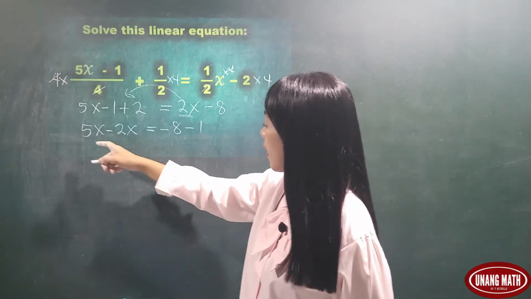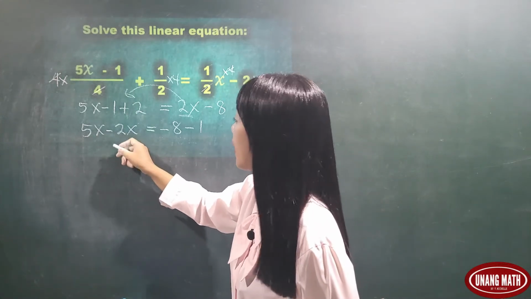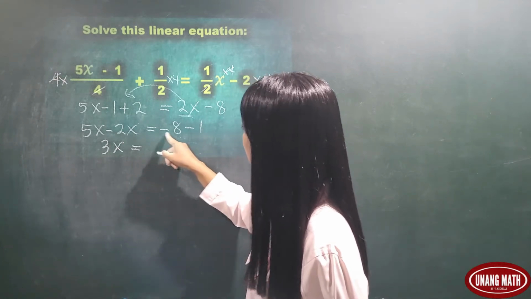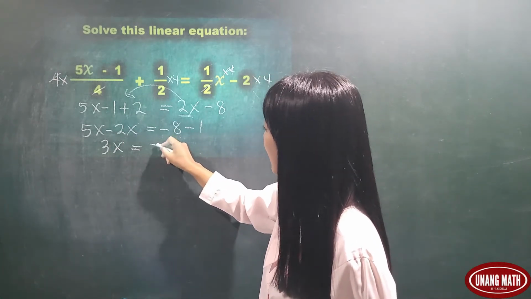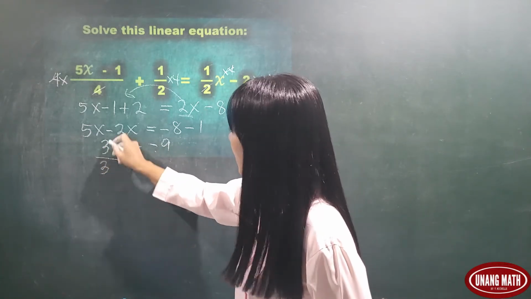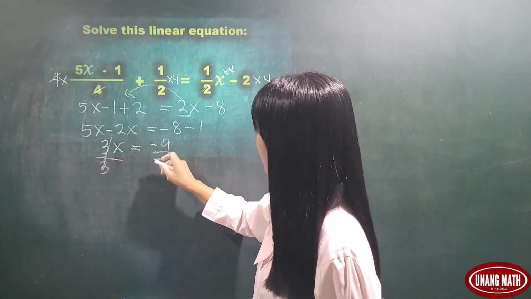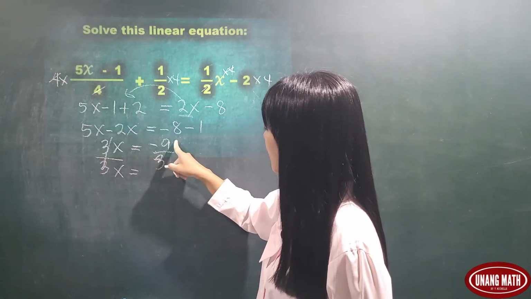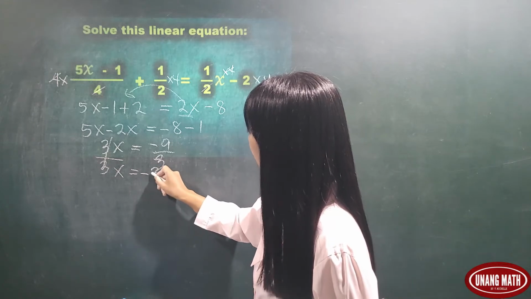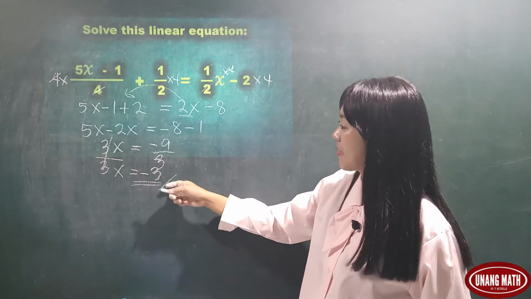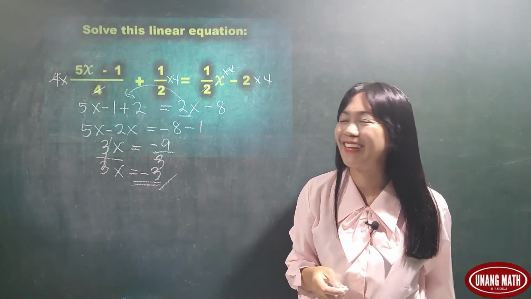Let's simplify. 5x minus 2x is equal to 3x. 3x is equal to negative 8 minus 1, which is negative 9. So divide both sides by 3. This is dividing by 3 also. So x is equal to negative 9 divided by 3. This is negative 3. So the solution to this equation is negative 3.